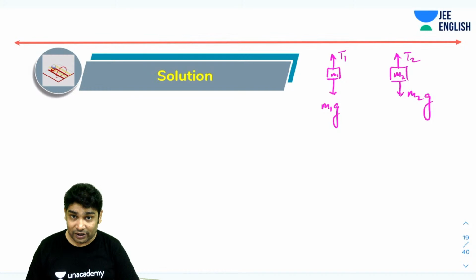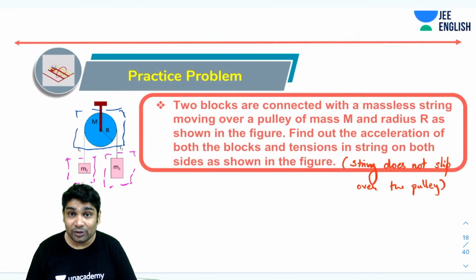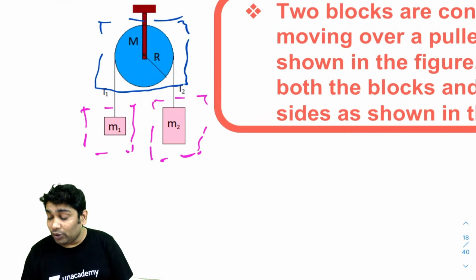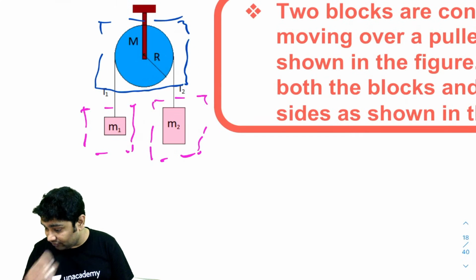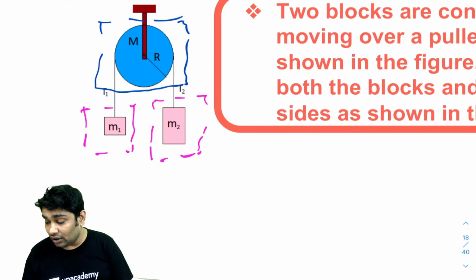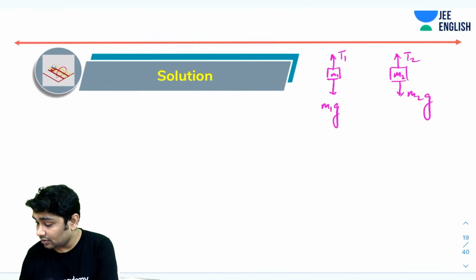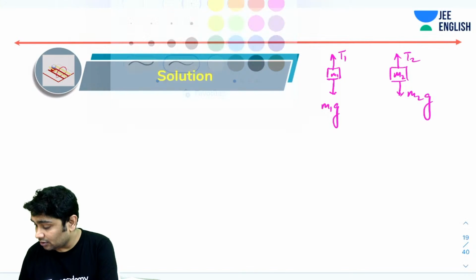Now let's talk about the pulley. So how about the pulley? Let's make an FBD of the pulley. From this clamp, it will feel a push. If I draw the FBD of the pulley, the pulley has these forces acting.